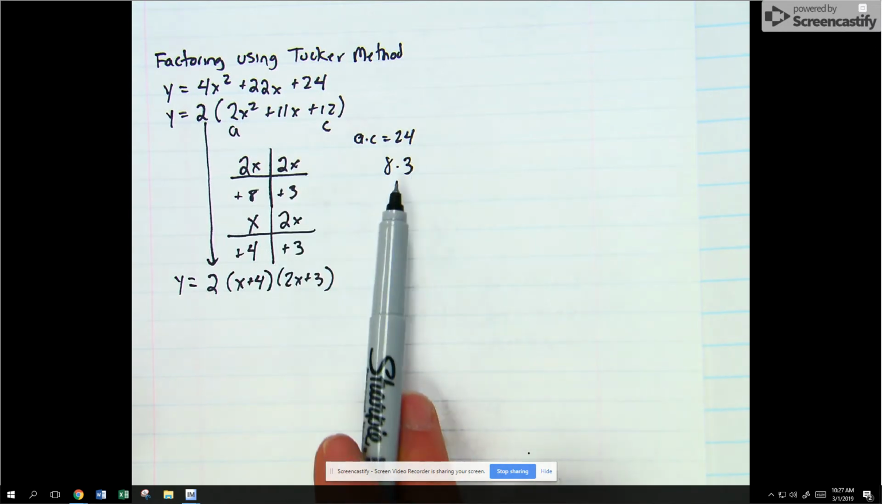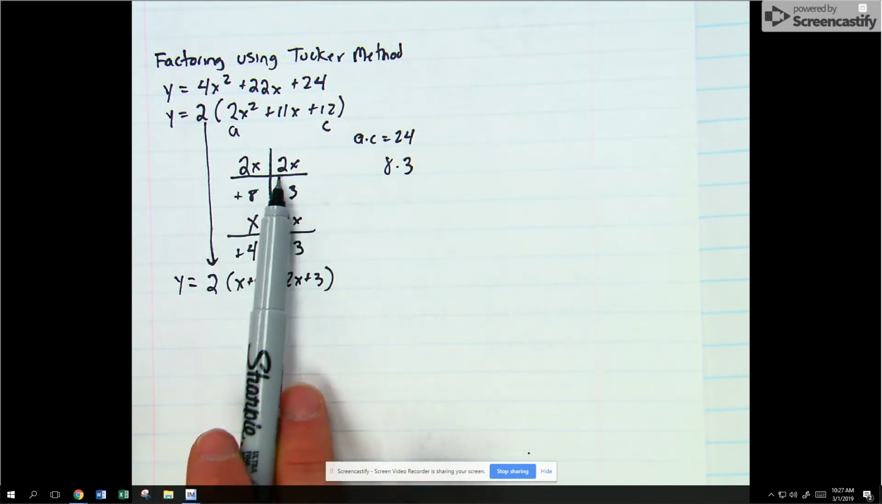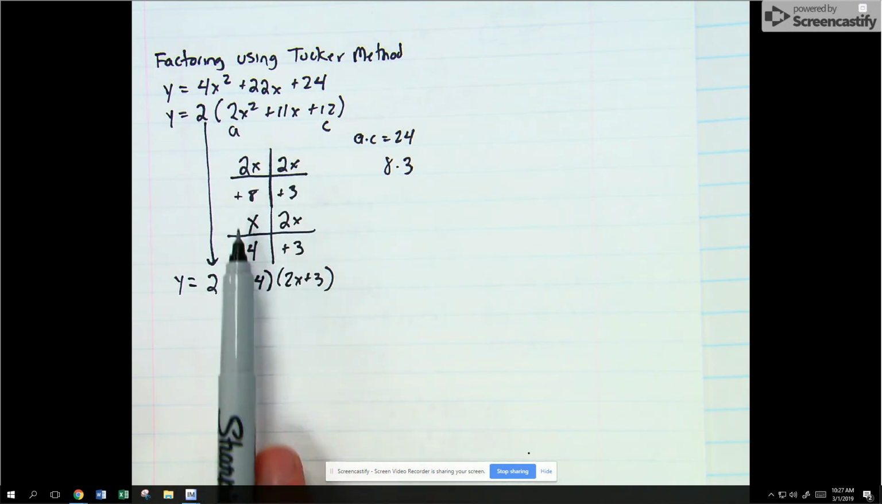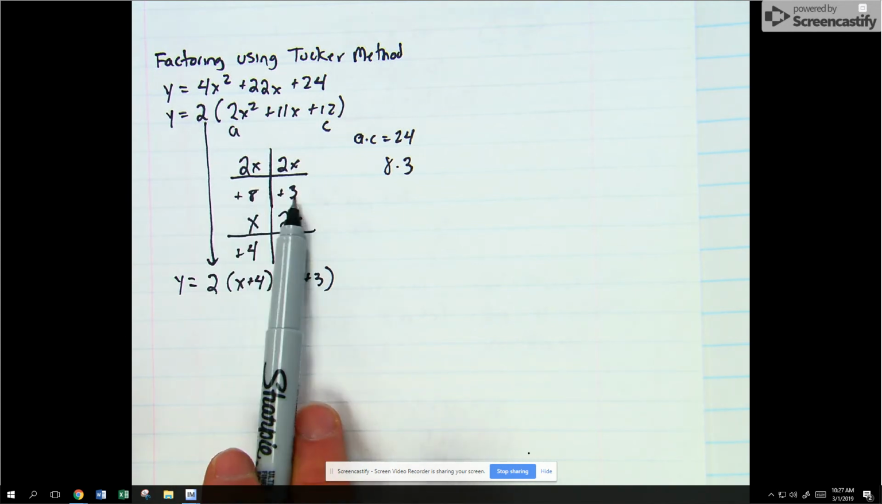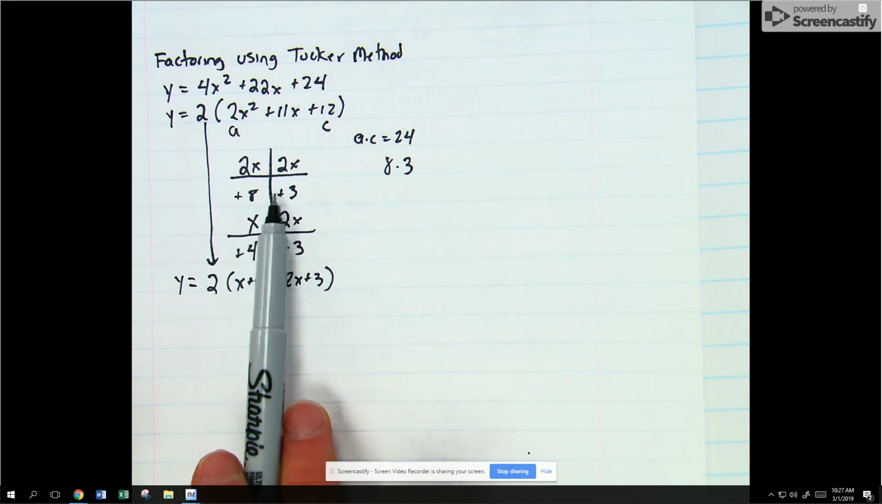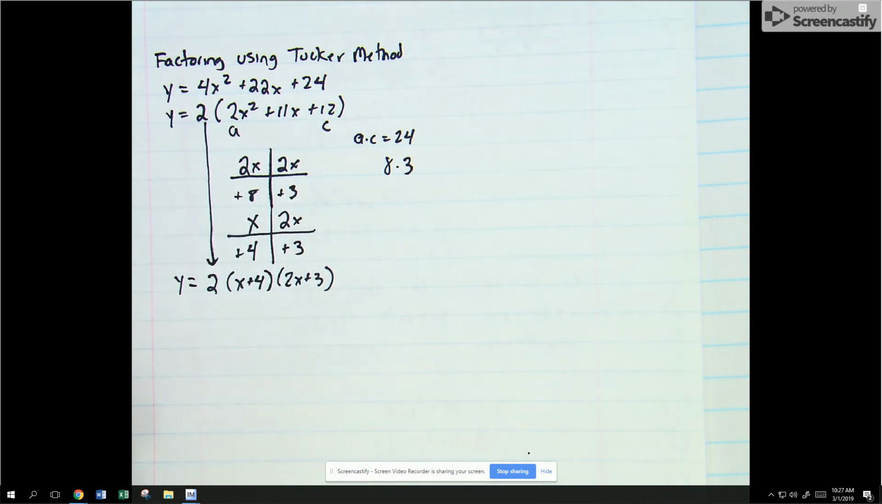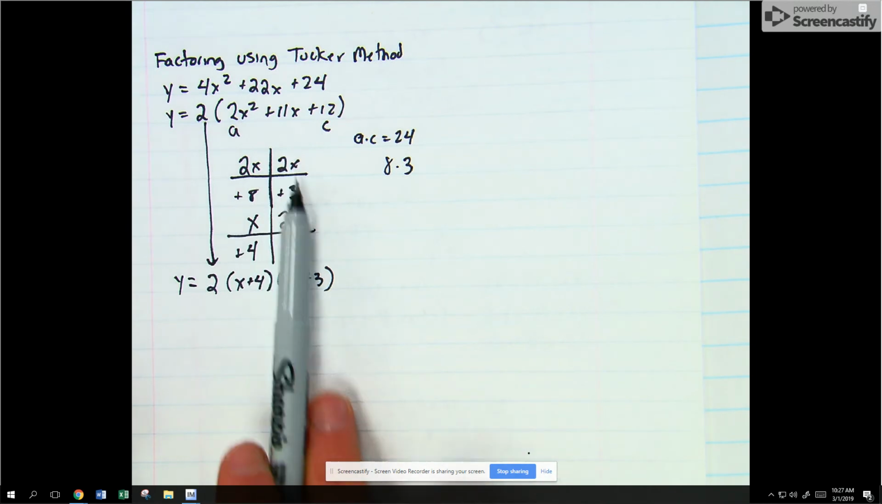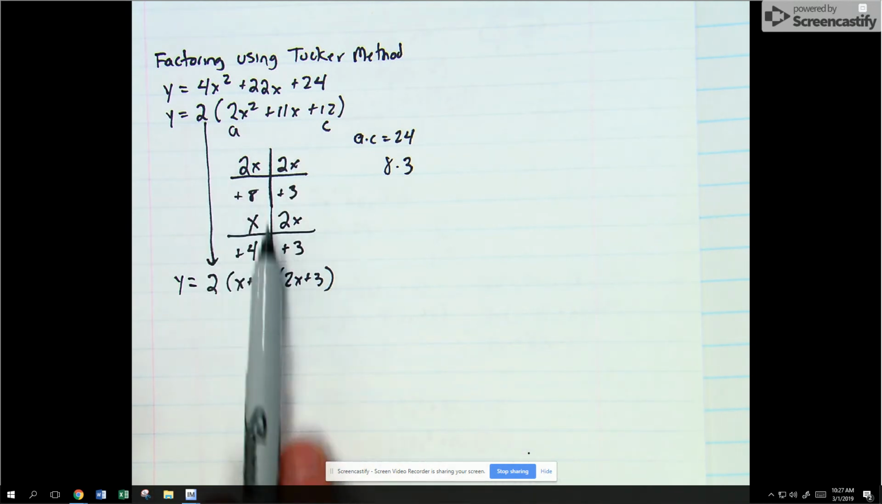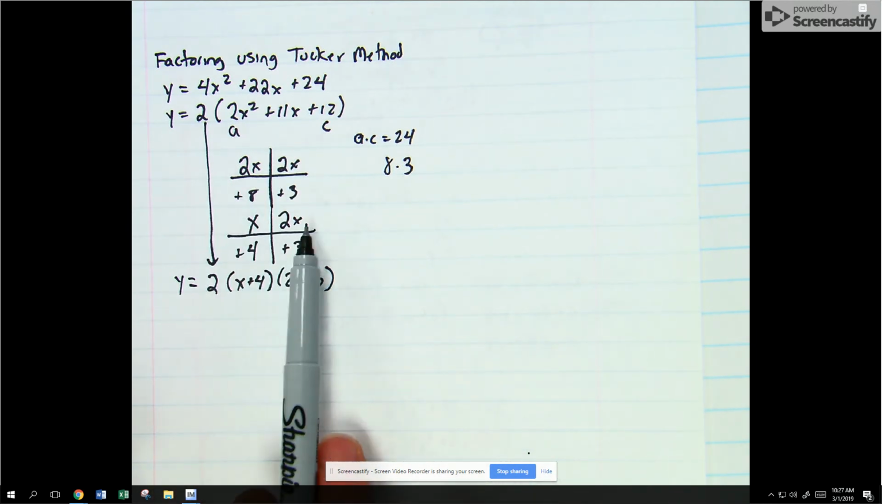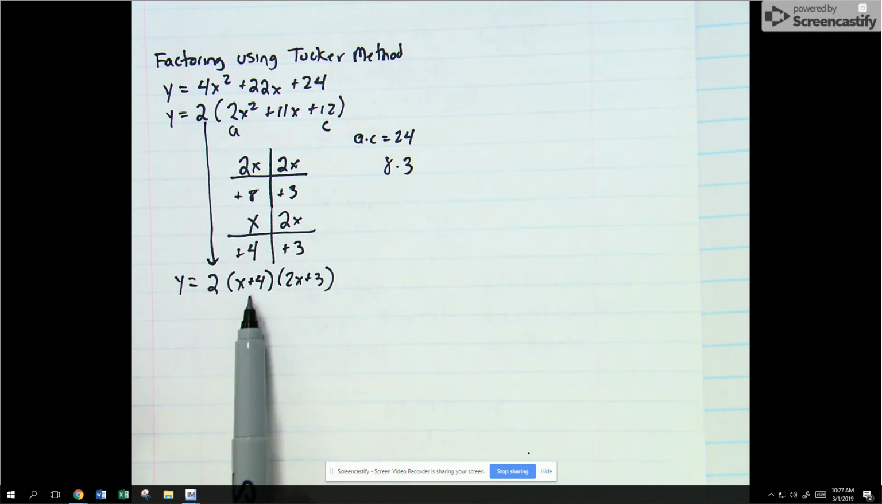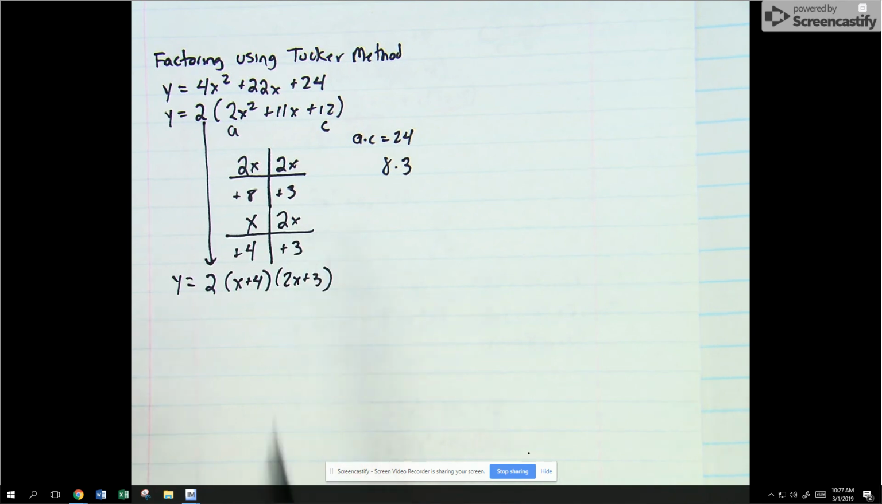Once we have our numbers, make a t-chart. 2x and 2x on top. 8 and 3 on bottom. If you had flipped the 8 and 3, made it 3 here and 8 there, that would have been fine. You would just reduce the right side instead of the left side. But once reduced, we have x plus 4 on the left, 2x plus 3 on the right, and x plus 4 is one factor, 2x plus 3 is your other factor.